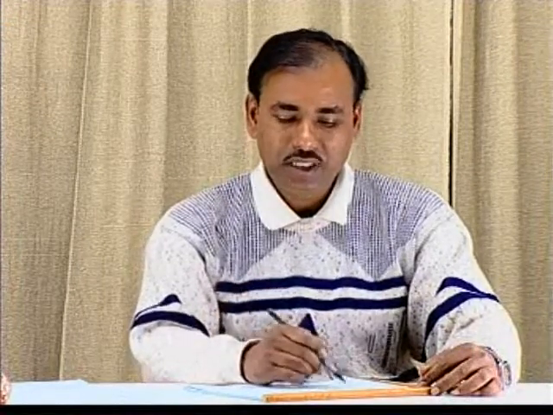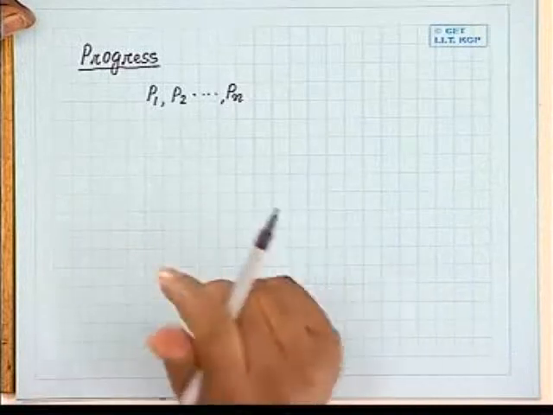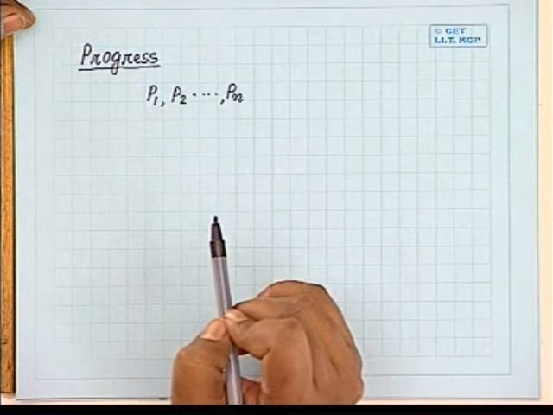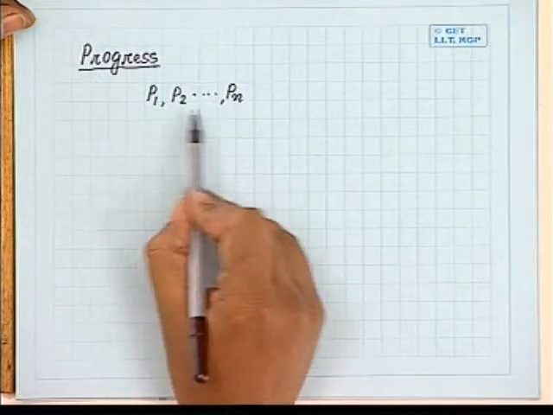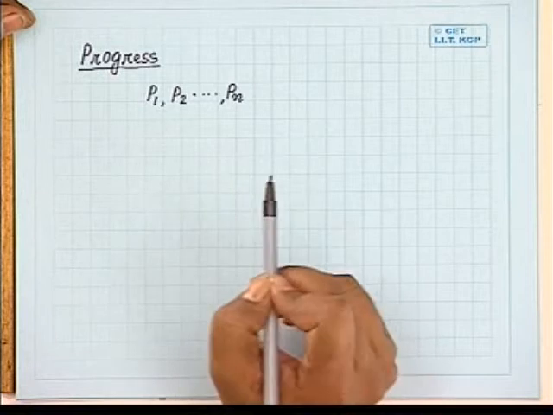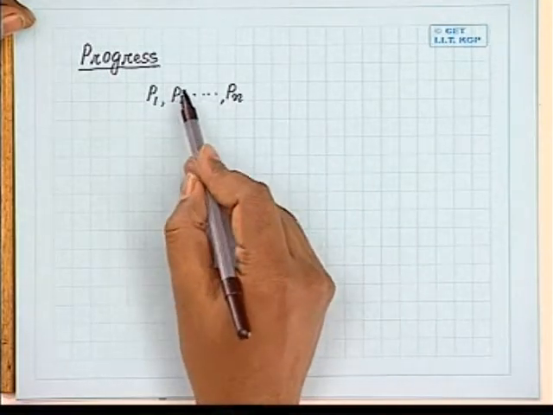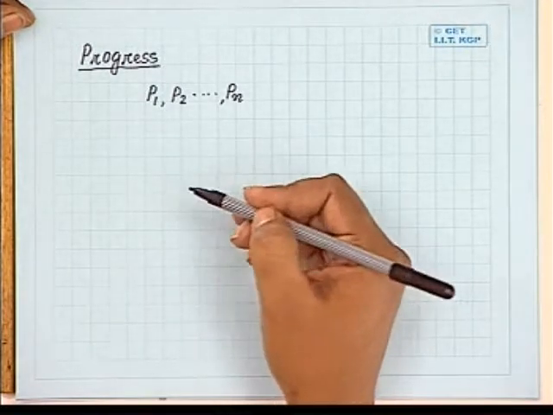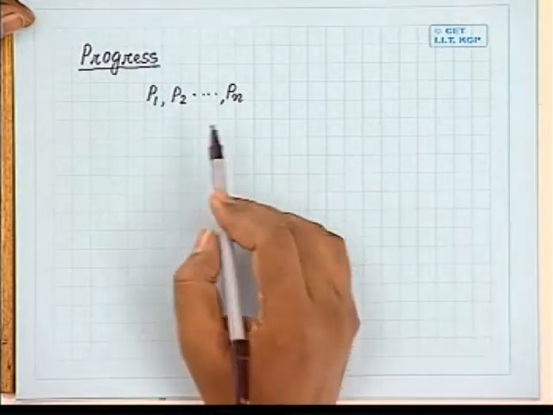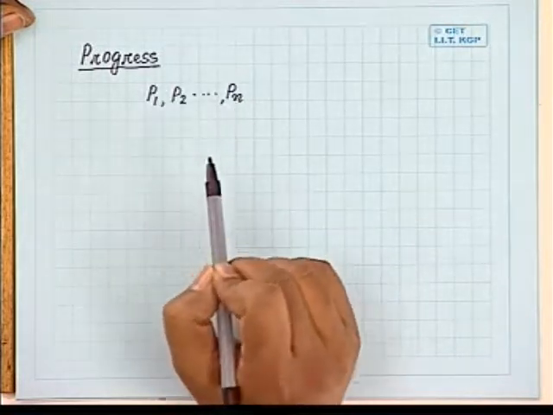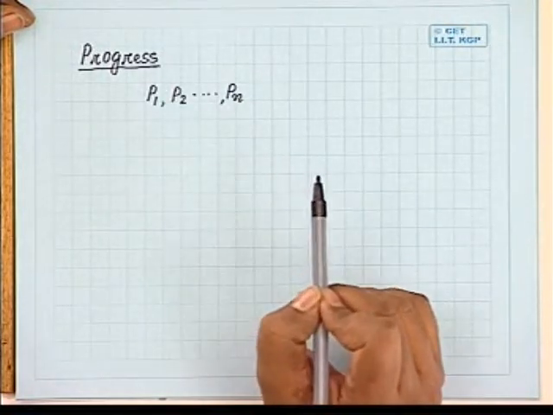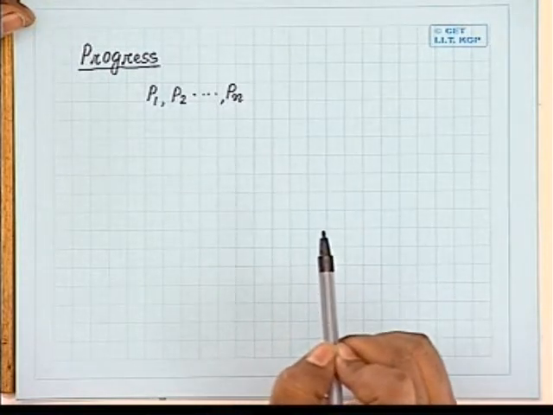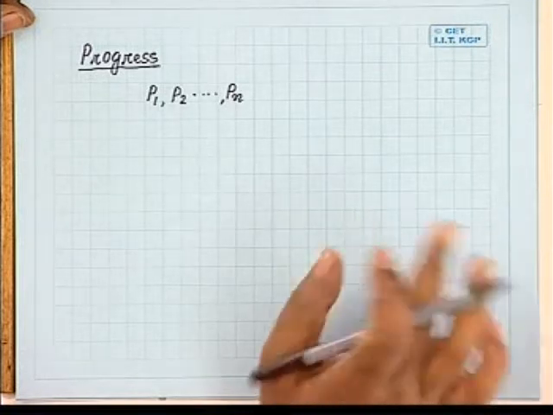So let us say process P2: if, following some criteria, we have allowed process P2 to enter into the critical region, then all the other processes P1, P3 up to Pn must wait as long as P2 is executing in the critical region. Only when P2 comes out of the critical region, then among the remaining processes P1, P3, Pn, again we have to select one process and that should be given access to the critical region. Okay. So that is what mutual exclusion is.